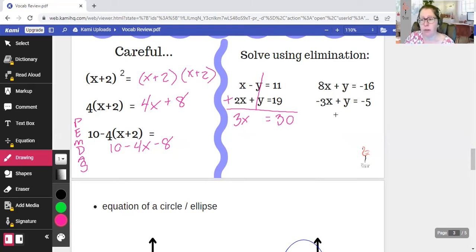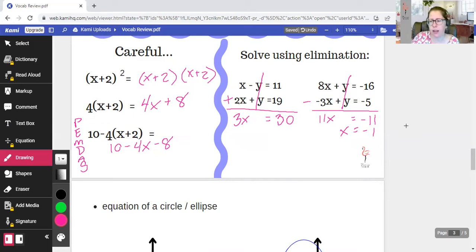Now, sometimes adding doesn't work, so you can also choose to subtract. Some of my students choose to multiply everything by -1 and add, so they can still add, but then everything's negative. If that makes more sense to you, feel free. I feel like that takes more time, but absolutely do what you're comfortable with. So 8 minus -3: subtracting a negative is the same as adding a positive. So we get 11x, y minus y cancels out, and -16 minus -5 equals -11. So once again, a quick, easy solve.